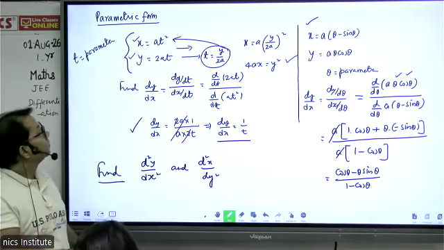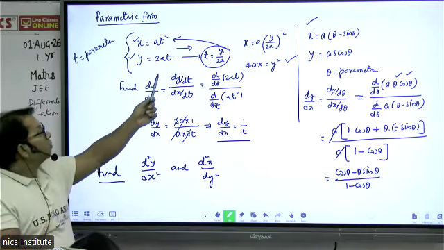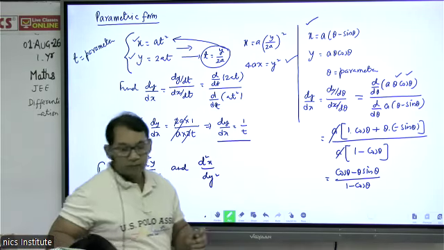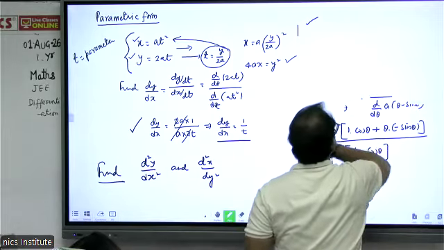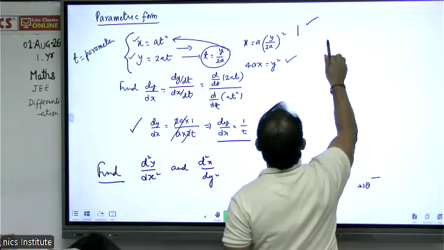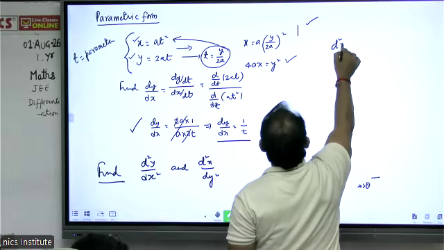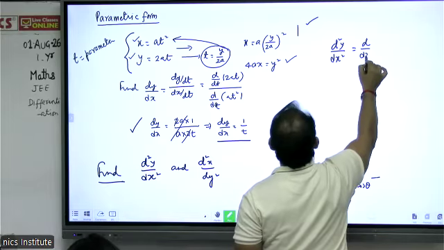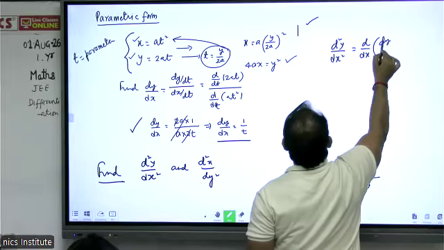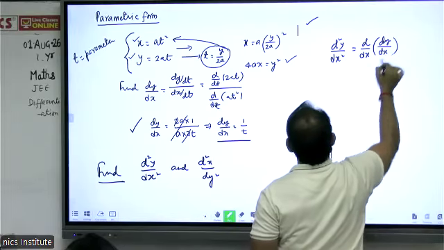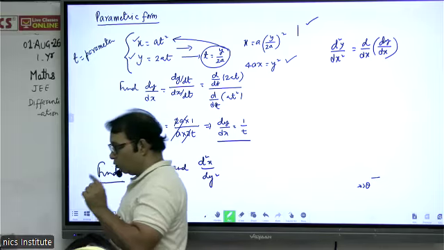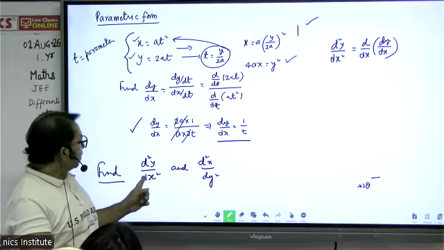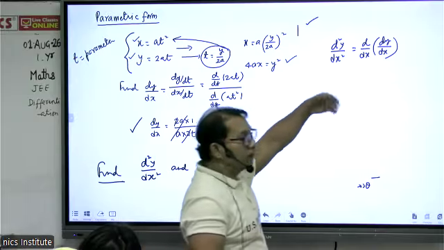Use the surf excel. x equal to at square, y is equal to 2at, find d2y by dx square and d2x by dy square. Now first understand what is d2y by dx square. d2y by dx square is nothing but the second derivative of dy by dx with respect to x. So if you differentiate dy by dx again with respect to x, it will be the second derivative. So d2y by dx square is d by dx of dy by dx again.